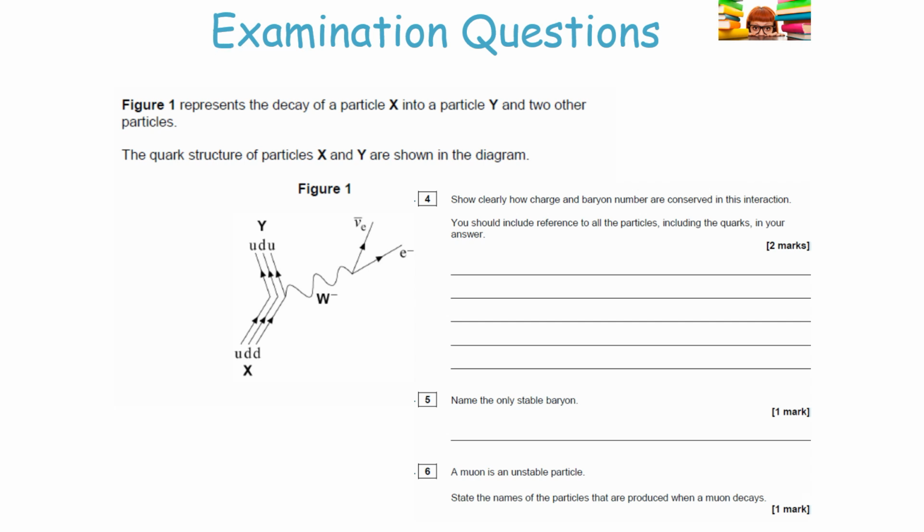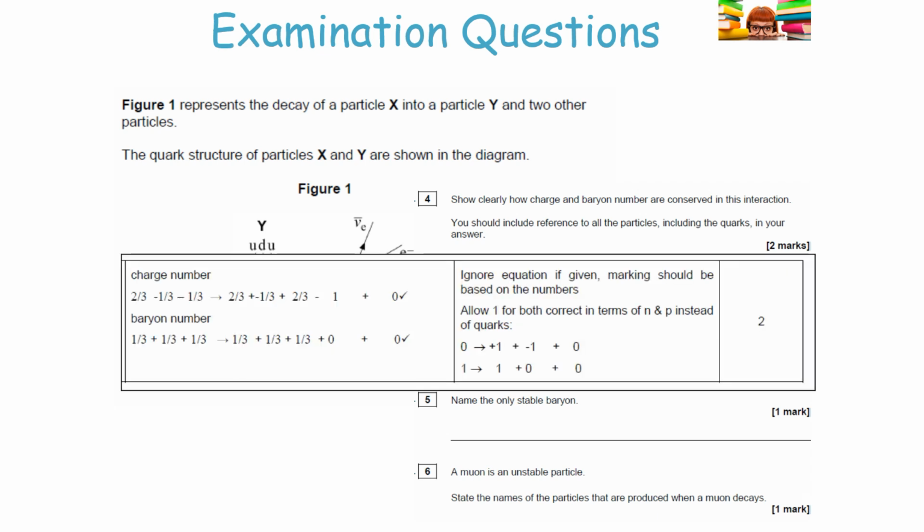Right, so the first thing you've got to do is work out the charge number before and after and the baryon number before and after. You should be aware, by looking at the back of the book, of the charge and baryon number of each of those quarks present. So you do 2/3 minus a third minus a third goes to 2/3 minus a third plus 2/3 minus 1 plus 0, because we know what the lepton and charge are going to be for both the antineutrino and the electron.